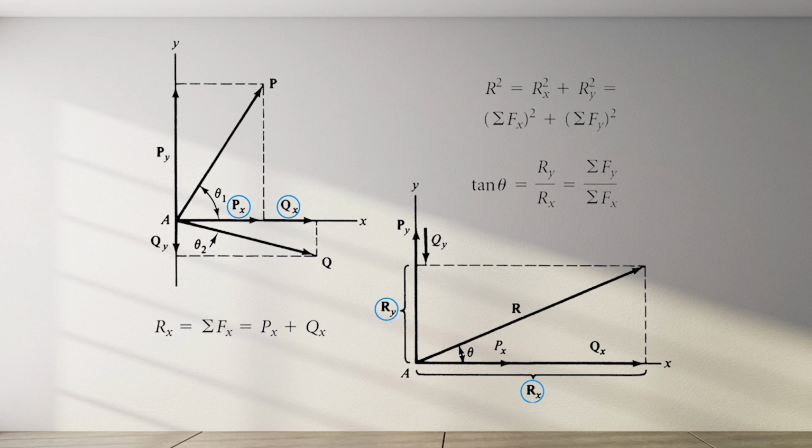The magnitude and direction of the resultant can be found from the Pythagorean theorem, and the definition of the tangent of the angle theta. R squared equals Rx squared plus Ry squared equals the summation of Fx squared plus the summation of Fy squared. The tangent of theta equals Ry divided by Rx equals the summation of Fy divided by the summation of Fx.